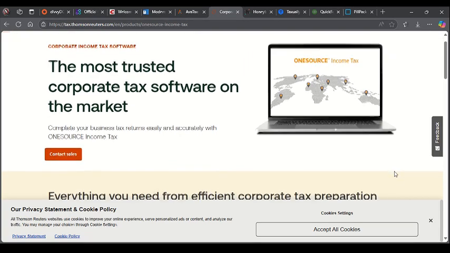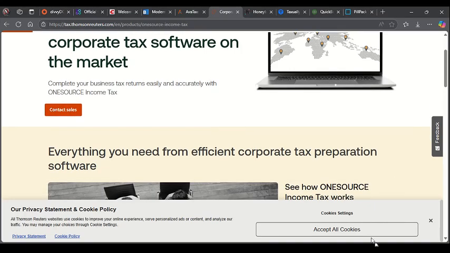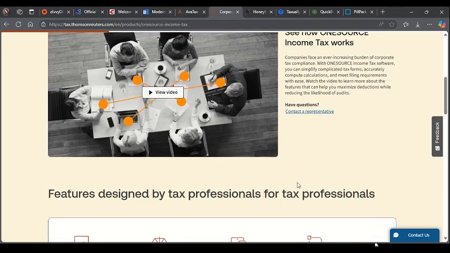it offers a holistic suite of products tailored specifically for tax compliance, simplifying the complex tax processes. And here is the downside about this platform.